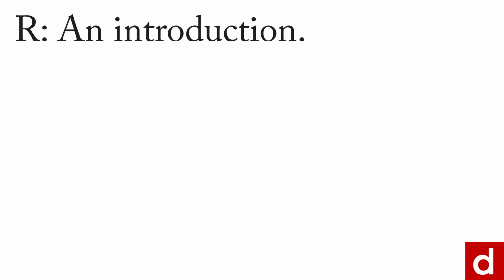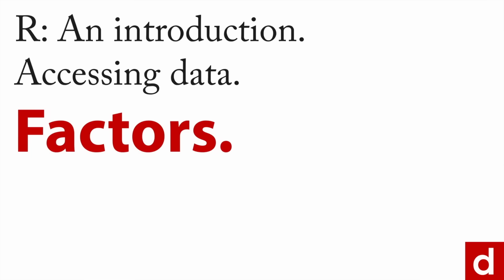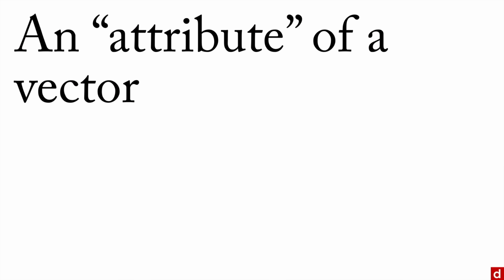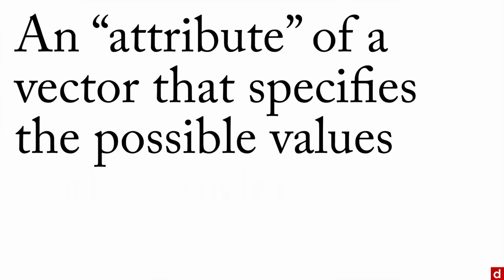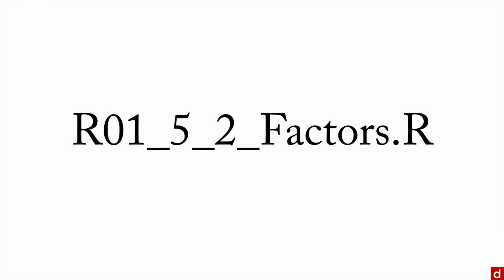To continue our introduction and accessing data, we want to talk about factors. And depending on the kind of work that you do, this may be a really important topic. Factors have to do with categories and names of those categories. Specifically, a factor is an attribute of a vector that specifies the possible values and their order. It's going to be a lot easier to see if we just try it in R, and let me demonstrate some of the variations. Just open up the script and we can run through it together.